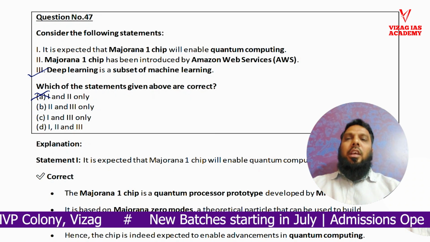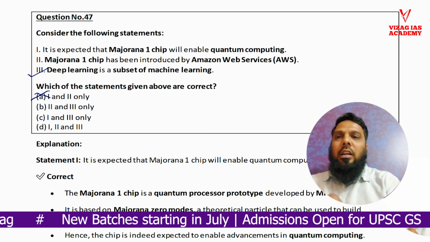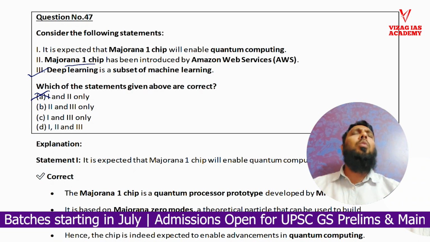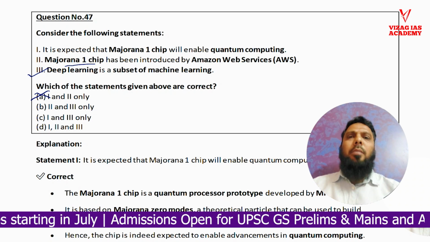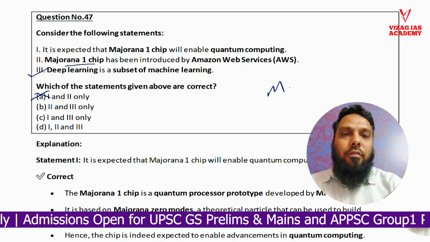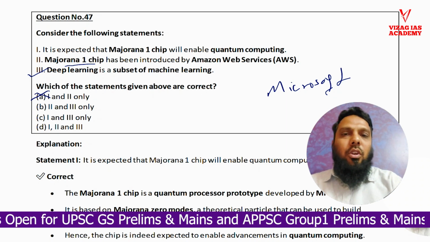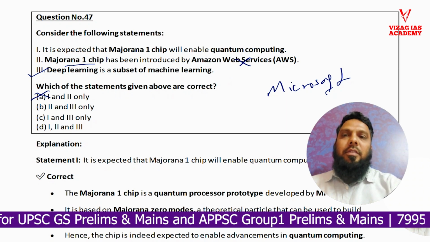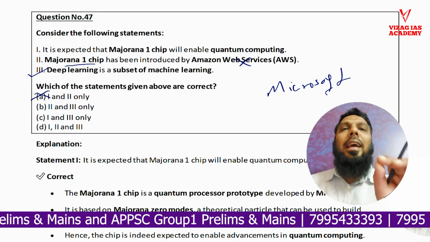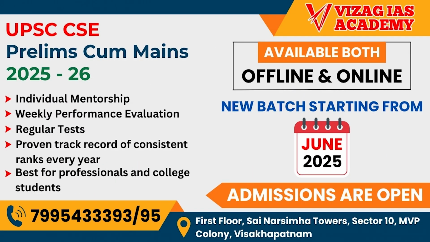Now the second thing is, if you have followed a bit of current affairs, the Majorana 1 chip was in the news just 2 to 3 months before the prelims examination, maybe in February or something like that. It was introduced by Microsoft, right? It was introduced by Microsoft. So the Majorana 1 chip is not related to Amazon Web Services. So if you have followed current affairs, definitely you can eliminate statement 2. So statement 2 is definitely not correct.